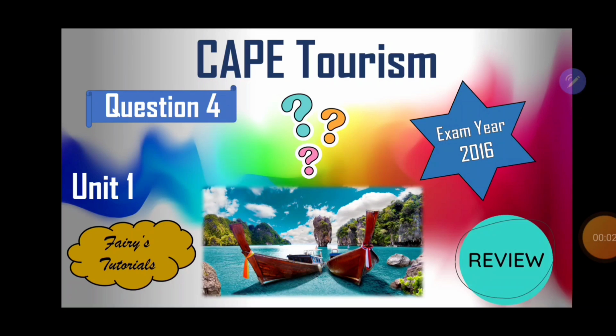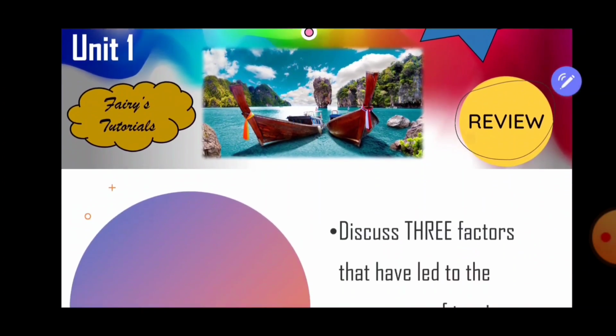Normally, a question 4 question will ask you to discuss at least 3 factors relating to a particular topic, where you'll get 5 points for each discussion that you develop. You identify your point, develop your discussion, you get 5 marks each, and that's how you get your 15 marks, right? Now let's look at this question 4.